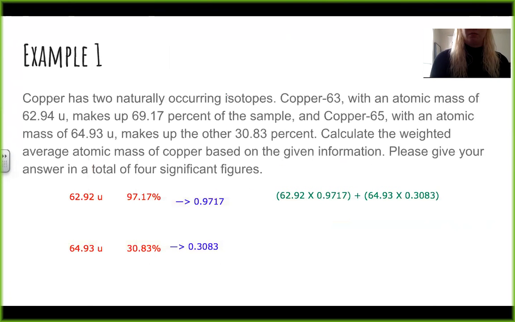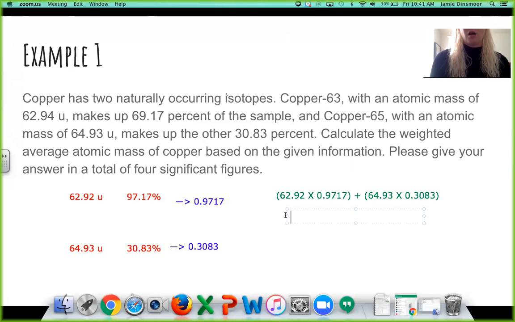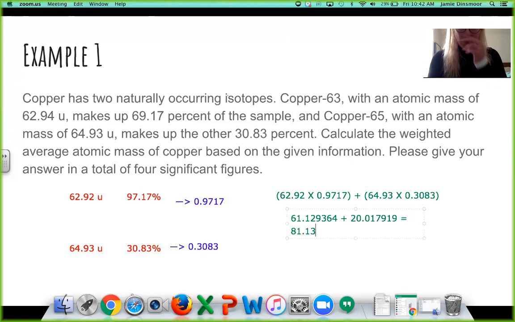Making sure I did this correctly. Okay, I got the exact same thing as you, Jonathan, and actually we have to add those two together, right, in order to get our average masses. Now, what's interesting about that is if we have 61.129364 plus 20.017919, we actually get a pretty high mass here, right? We get 81 point. They asked us to have 4 significant figures, so we only want to have 2 places here. So, let's see, 0.12, 81.13.